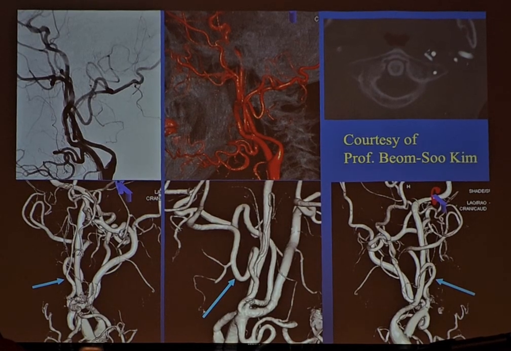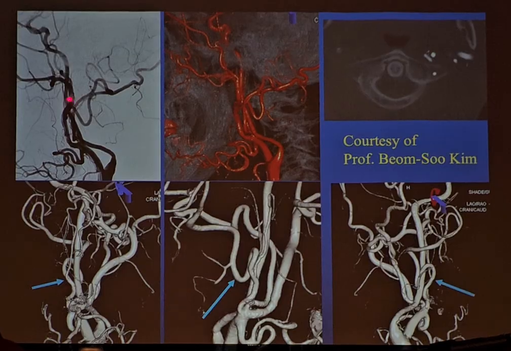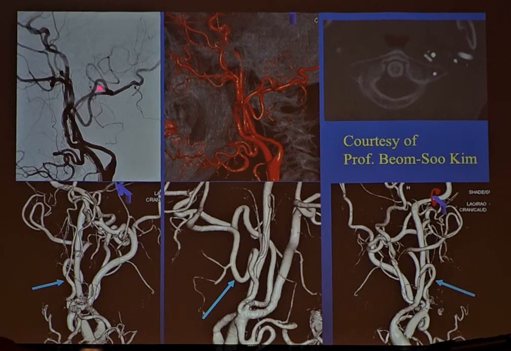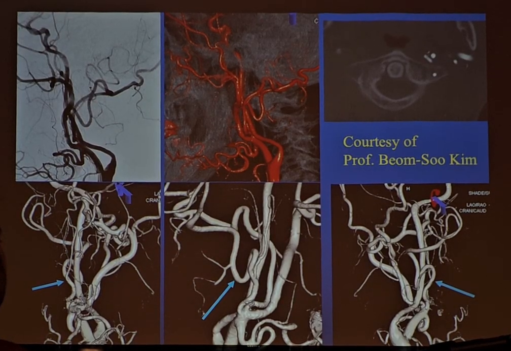This one, the external carotid artery, and this branch is going through the C2 interspace and becomes the vertebral artery this way. This is proatlantal 2.